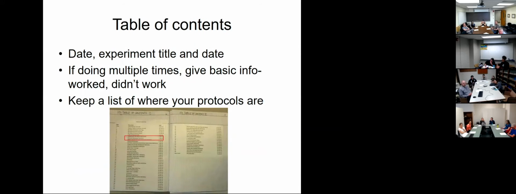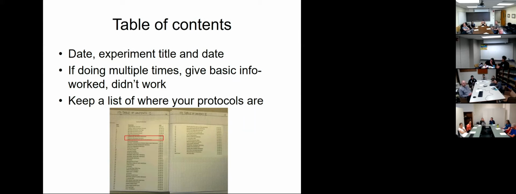So to get started, you want to leave some pages for a table of contents. This table of contents needs to have the date. Oh, they can't see me when I do that. Okay, we'll figure this out. It needs to have the date that you did the experiment, so you got to write down the date. It needs to have a title. What did you do? Give it a title.